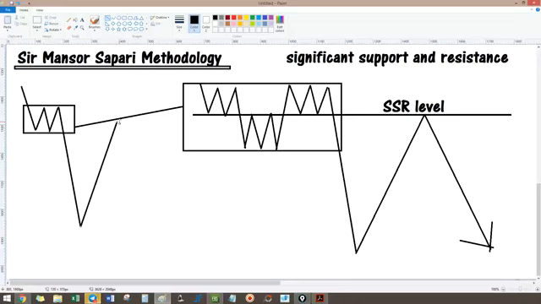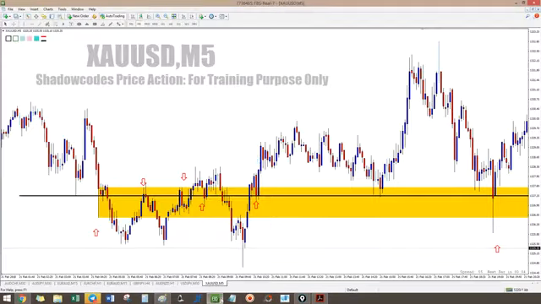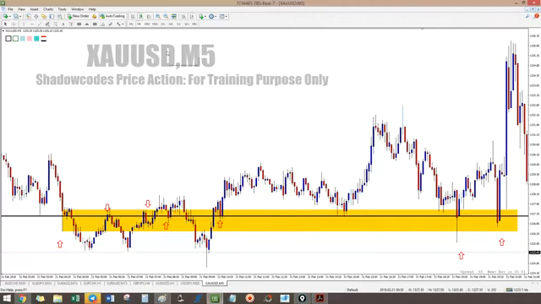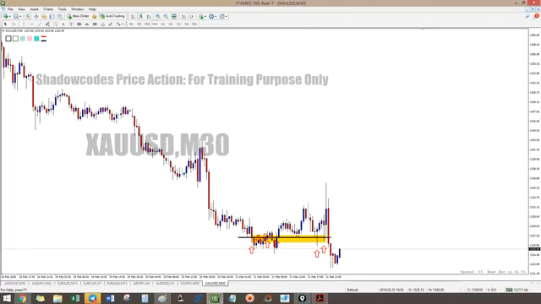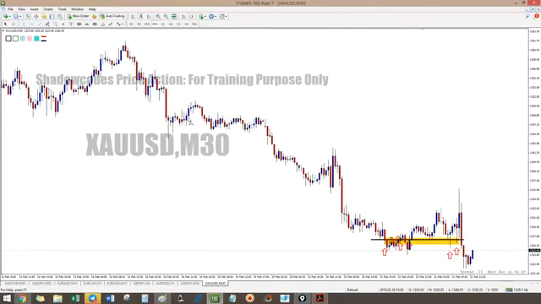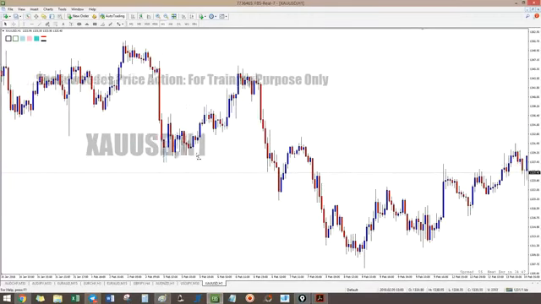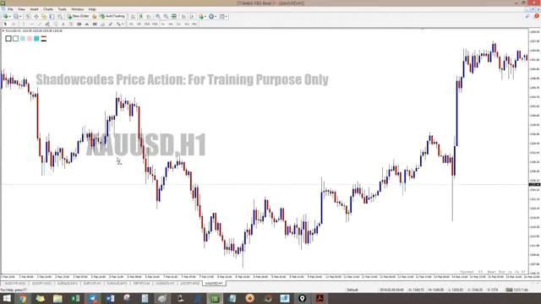Price will go back to the base and then drop. But what we got inside here is an SSR. So in my academy, in Shadow Codes Academy, we will call this a high liquidity zone, where we will be looking for a trade. All right. So let's see another one. For our homework, we need to find a very good one. All right, this is very good actually.